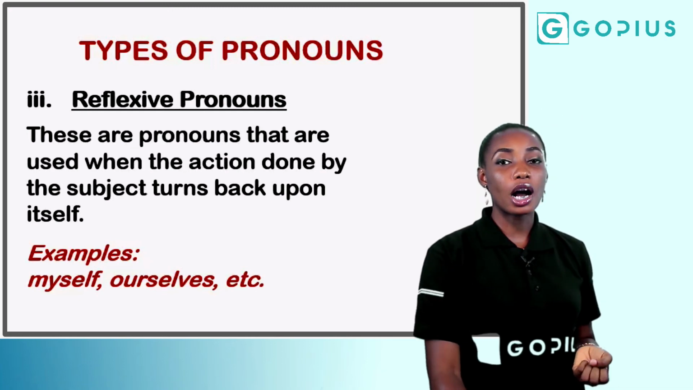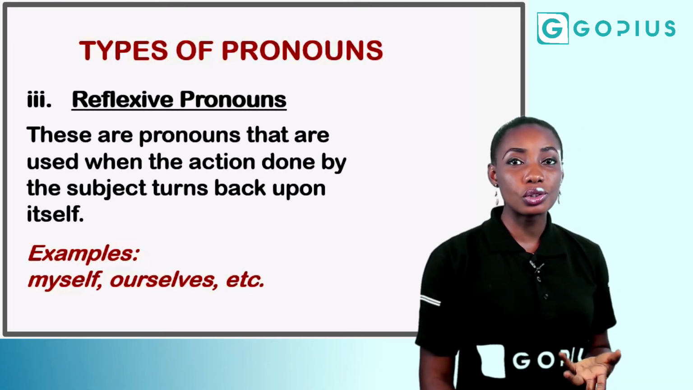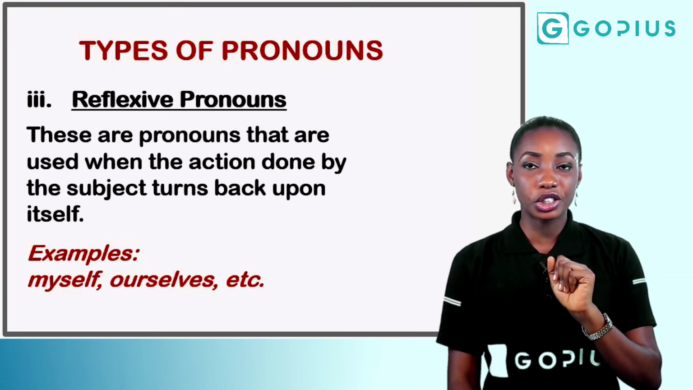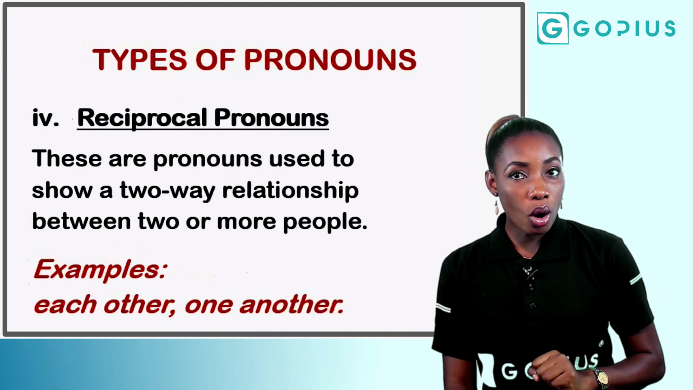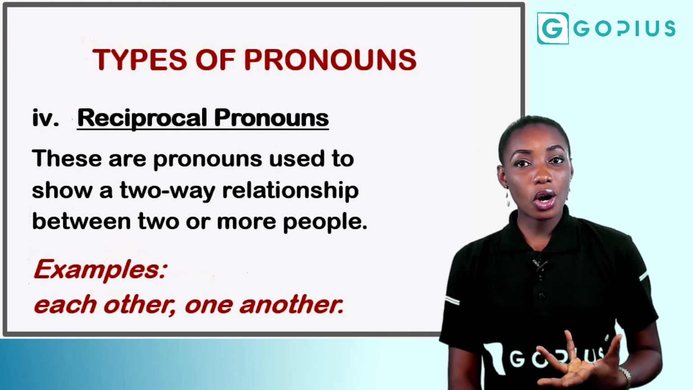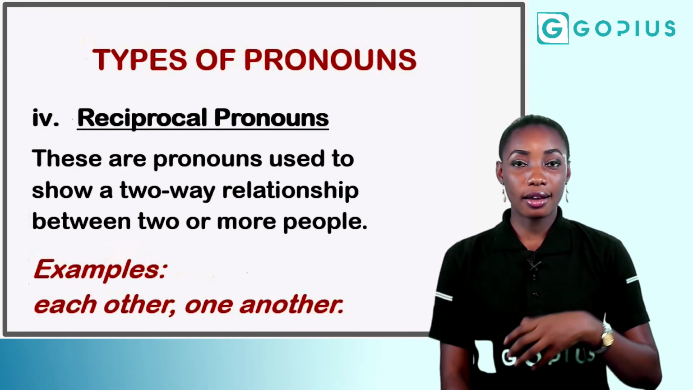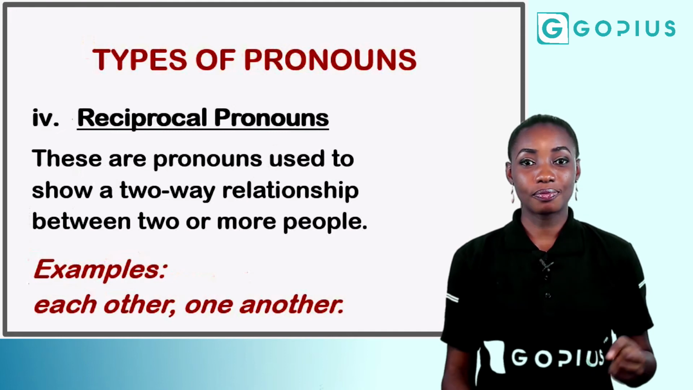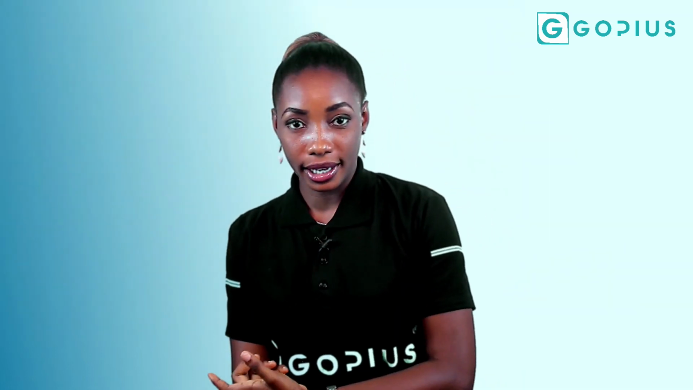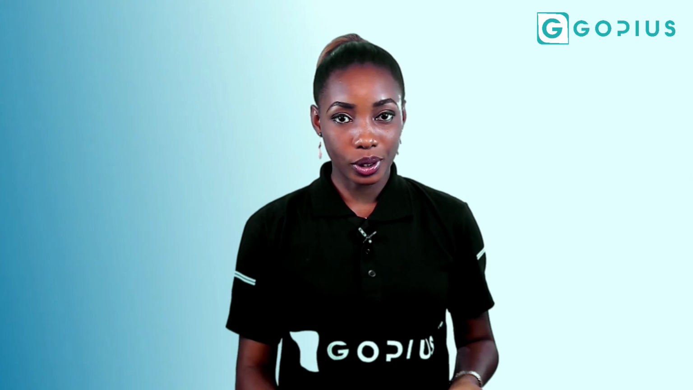We have the reciprocal pronoun. These are pronouns used to show a two-way relationship between two or more people, like each other, one another. You understand that? They all spoke with each other yesterday. So it shows a two-way relationship between two groups of people or two persons.